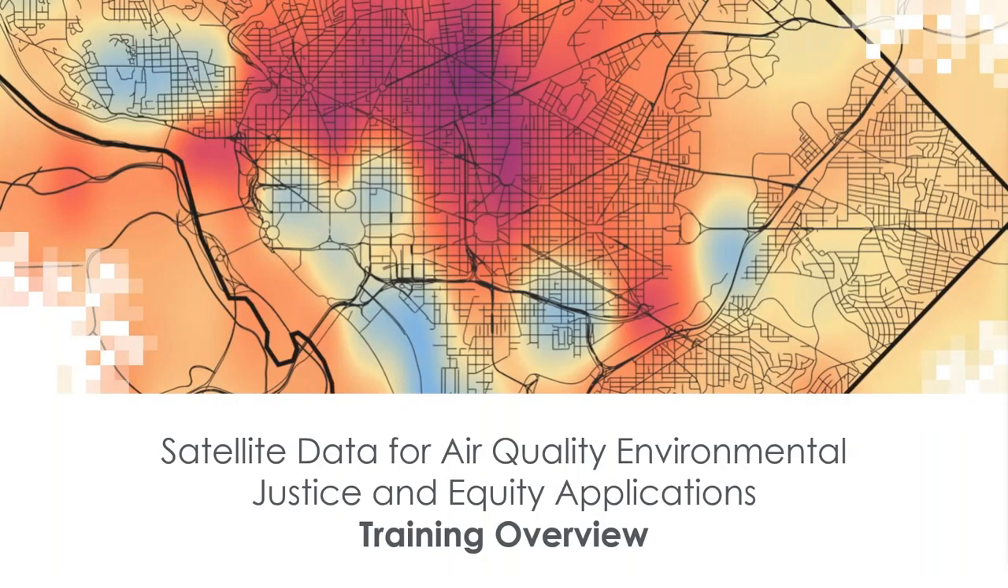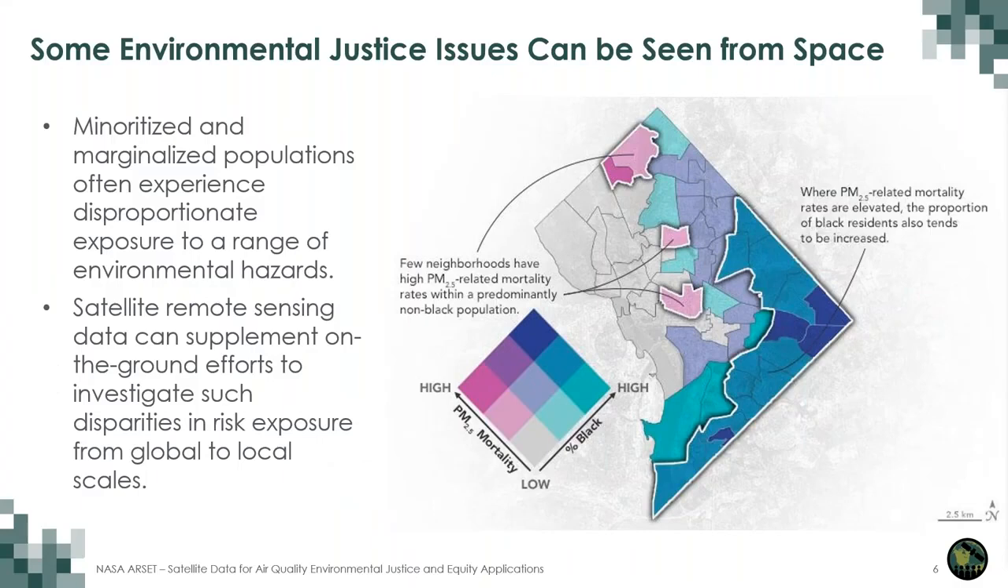So to begin today's part, I'll provide an overview of our whole training before we begin part one. Many populations around the world face environmental challenges, including extreme heat, flooding, drought, poor air and water quality, and more. Minoritized and marginalized communities, particularly in the poorest and most vulnerable areas, often experience disproportionate exposure to a range of these environmental hazards. Satellite remote sensing observations, with their unique capability to collect large amounts of information over space and time, can support environmental and climate justice efforts by supplementing on-the-ground efforts to investigate such disparities in risk exposure from global to local scales.